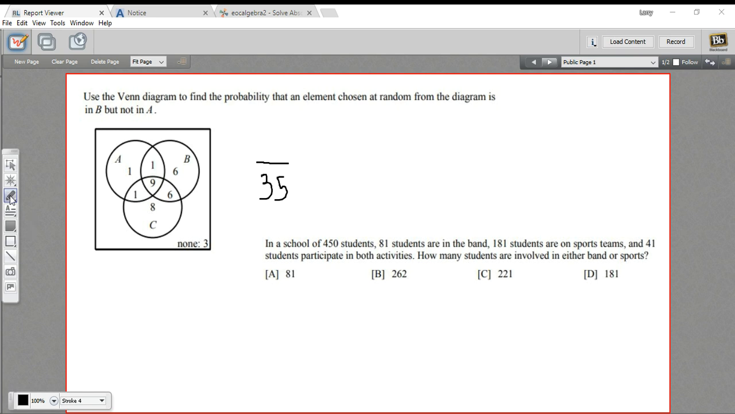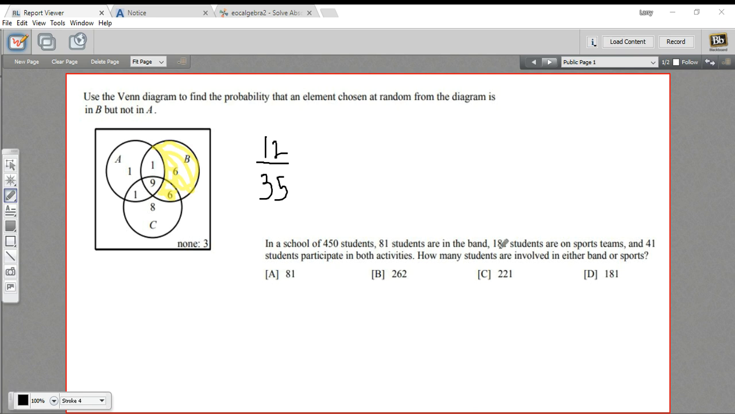And then we need to find something that is in B but not in A. So this circle is B, and this little area right here, this 1 and this 9, that's also part of A. They overlap. So those are in A and B. We want just the parts of B that aren't in A. So this area is good, and this area is good, but the rest of B is in A. So I've got 6 plus 6, that's 12. So my probability is just 12 chances out of 35 that an element is in B but not in A.